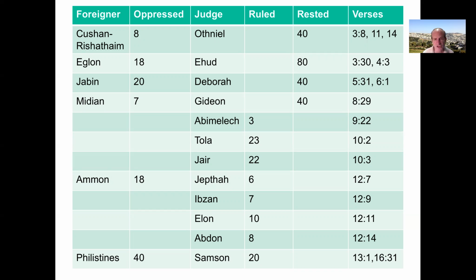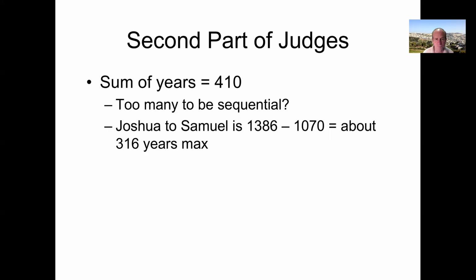You might notice that for the first four judges, after the people were delivered, the land had rest in all those cases. All the last eight judges, it doesn't say anything about the land having rest. It just indicates that those guys ruled for a certain period of time. Now, if you add those years up, it comes out to a sum total of 410 years.